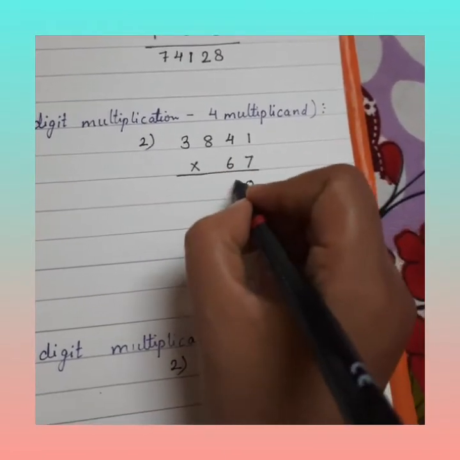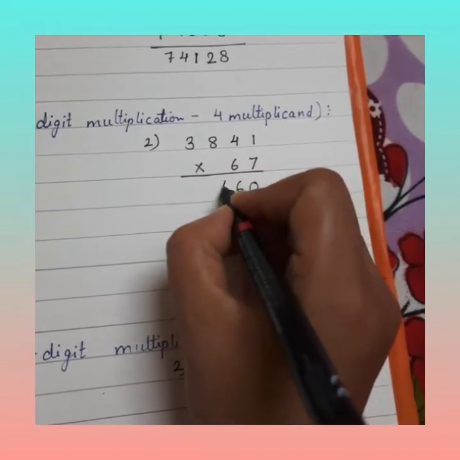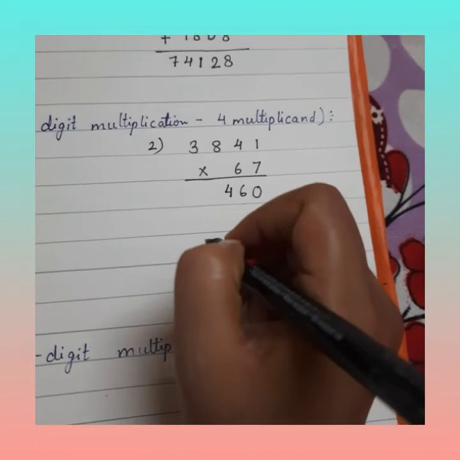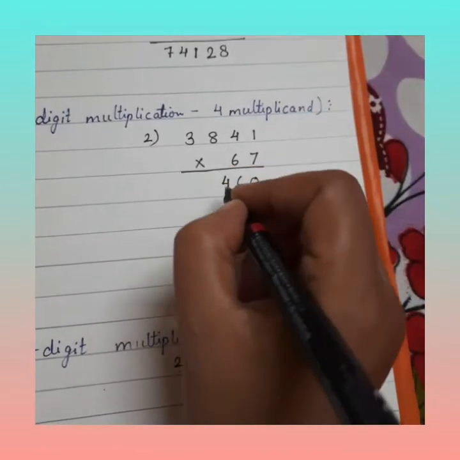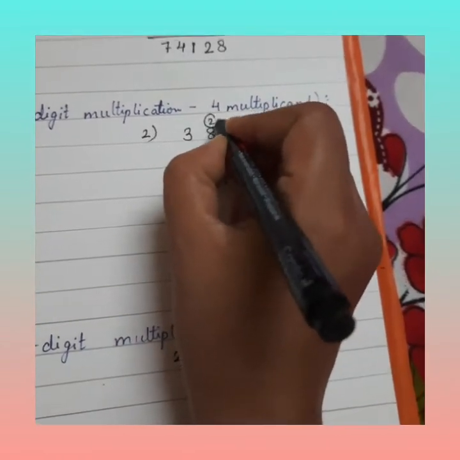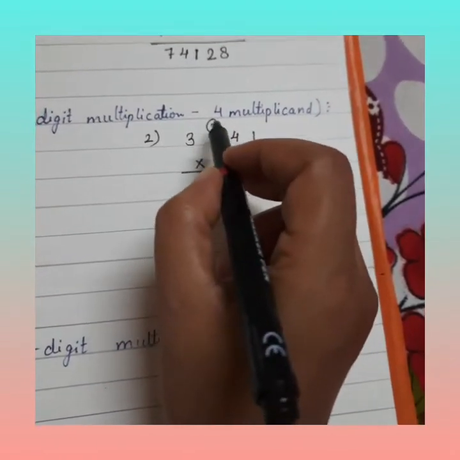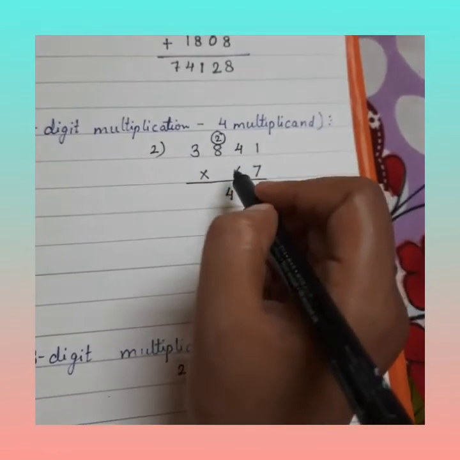6 ones are 6, 6 fours are 24. So for that I will write here 4, not 2, because 4 is at unit place. So for that I will write here 4. 2 will be carried over.